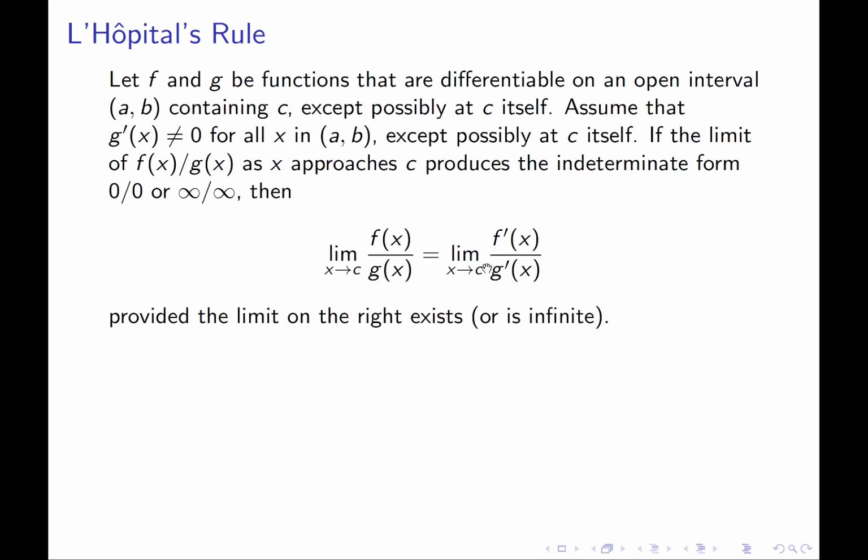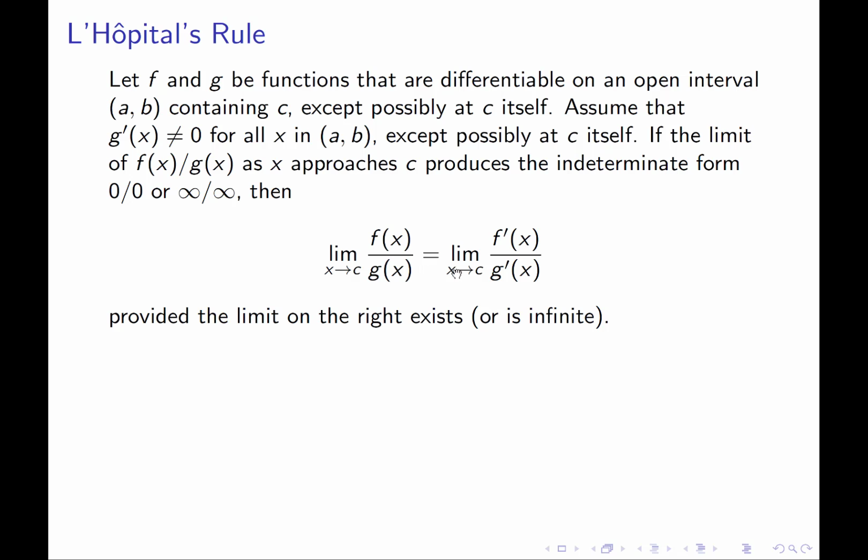What it says is that if we're looking at the limit as x approaches c of f of x divided by g of x, then that is going to be equal to the limit as x approaches c of f prime of x divided by g prime of x. And then, of course, provided that the limit on the right exists or is infinite. And we'll look at some examples, and all of this, I think, will make a lot more sense.